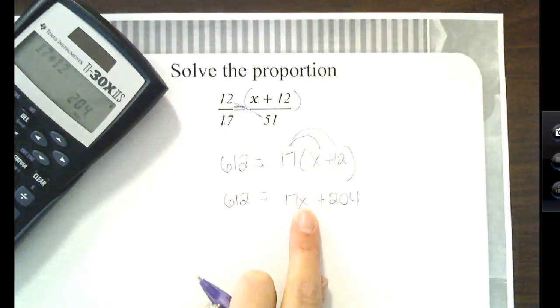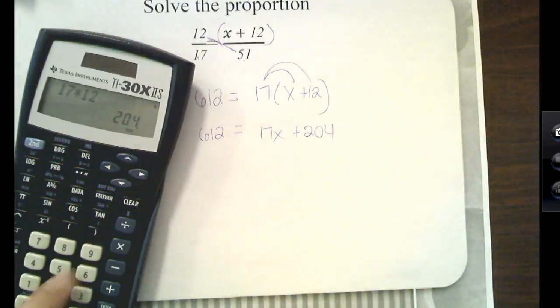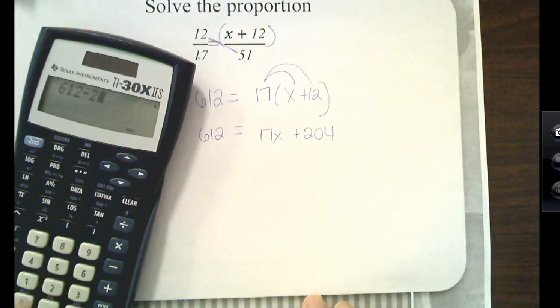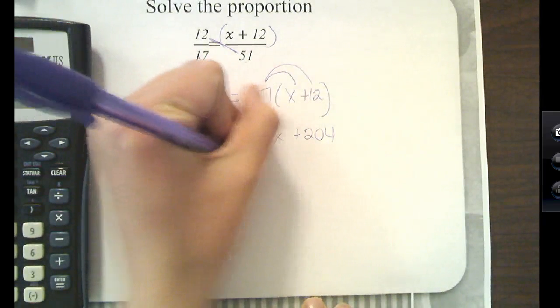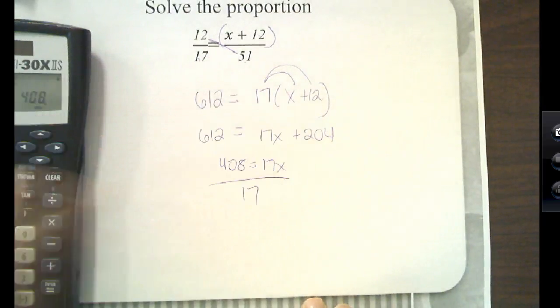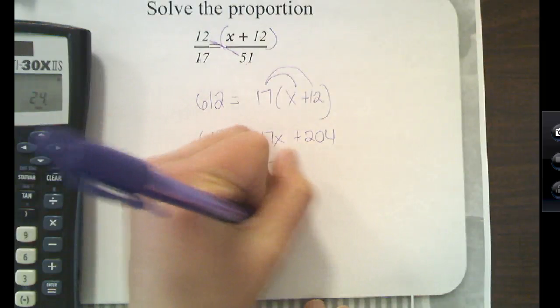And then we're solving for x, so we're going to take away 204. Can you guys see that okay? So we're going to subtract 612 minus 204. And then we do 408 divided by 17. And we're getting 24 equals x.